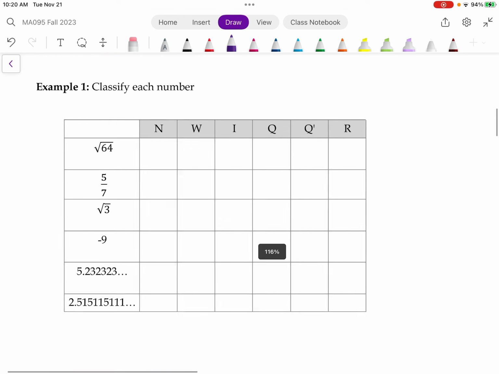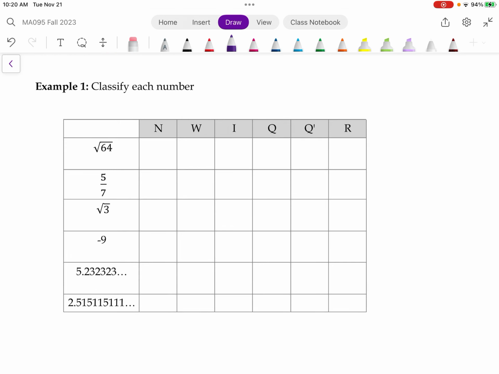Take a look at this table right here and see if you can classify each of these by just putting a check mark in each box. You're going to see something like this in the homework. Just to make sure you're clear, N means natural, like counting numbers. W means whole. I means integer. Q means rational. Q prime means not rational, or irrational. And R means real. So pause the video and try to fill this out.